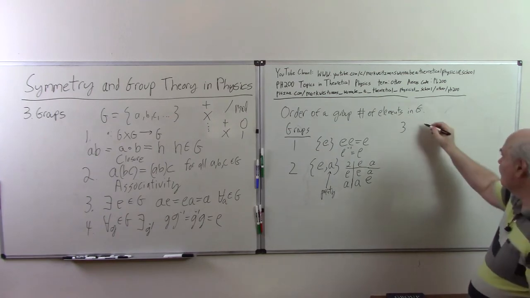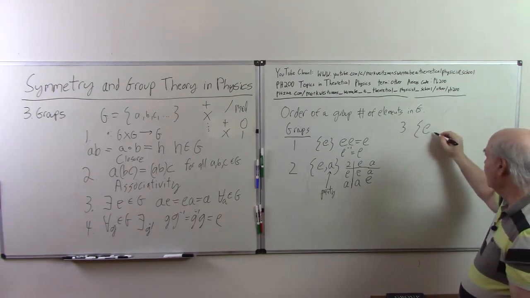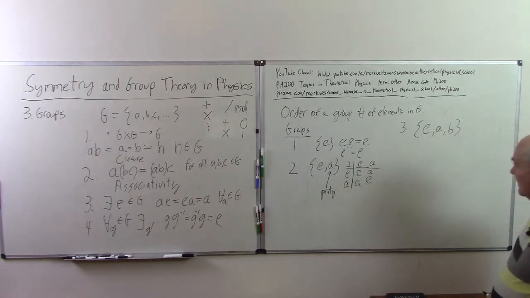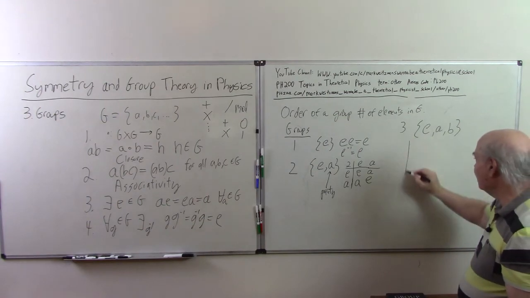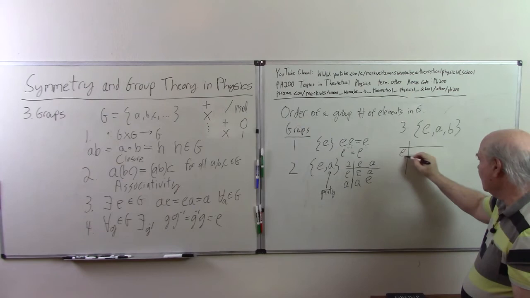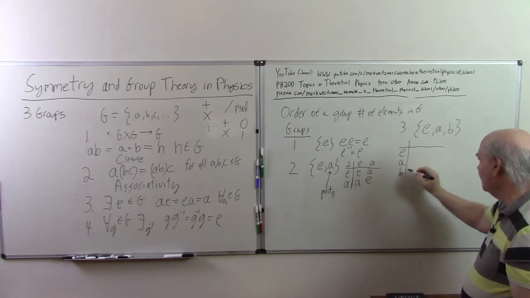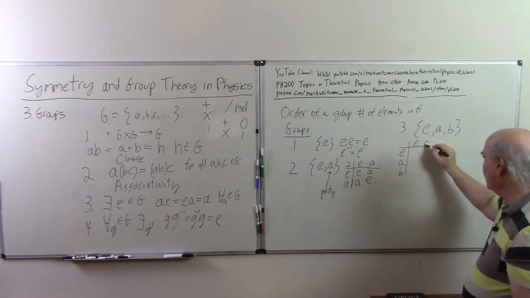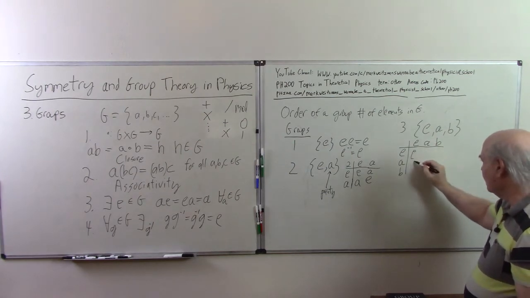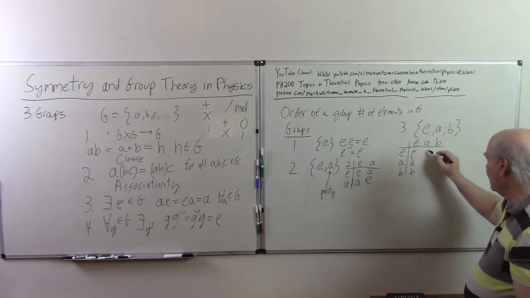So now we're going to have a set E, A, B. Now here's where I'm going to see if I can get this right and not mess it up. But let's do the multiplication. E, A, B, E, A, B. Let's fill in the first column and the first row.